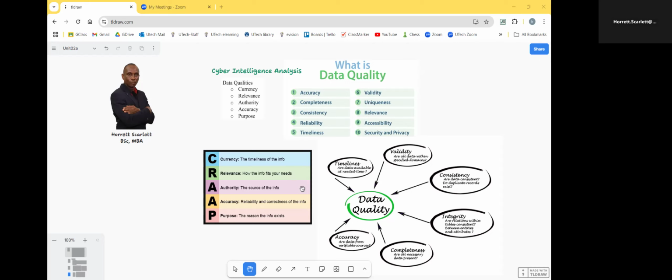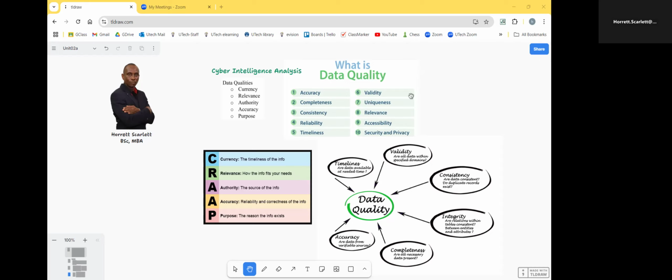And finally, what is the purpose for the data? Why do we even need the data in the first place? What kind of problem does having this data actually help us to solve? So these are some of the things that we look for when we're looking for quality associated with data. However, please bear in mind that this is not an exhaustive list. This is just one metric that is used and that has kind of become a standard.